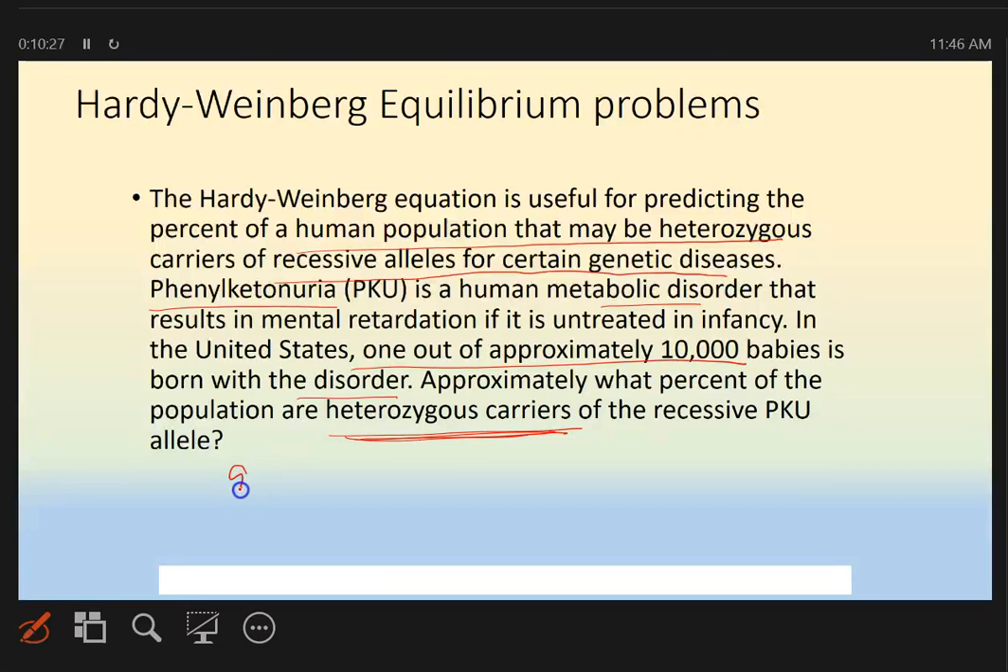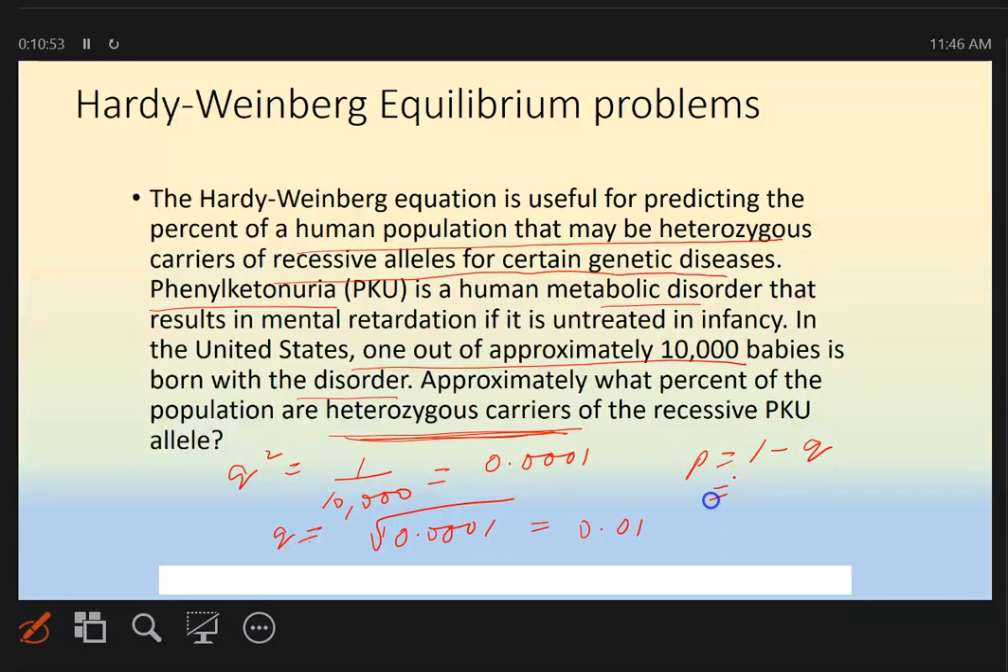We always start with the Q squared calculation. Q squared is 1 over 10,000, which is 0.0001. So what is Q? Q equals the square root of 0.0001, which equals 0.01. If Q is that, P will be 1 minus Q, which equals 0.99.